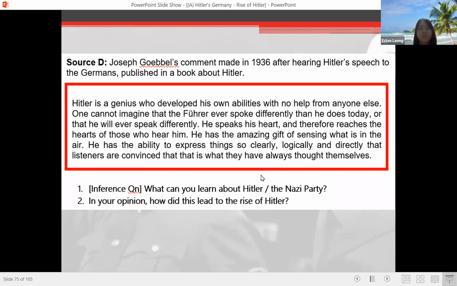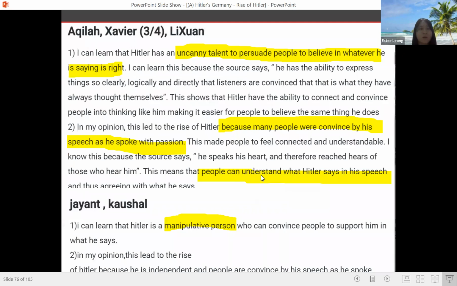So what can you learn about Hitler here? These are your answers. I can learn that Hitler has an uncanny talent to persuade people to believe that whatever he's saying is right. Yes, so his ability to connect and convince people. Many people are convinced by his speech as he spoke with passion. People can understand what Hitler says in his speech, and therefore they agree with what he says. And Jane and Carl say that Hitler is a manipulative person. Yes, he is able to use his speech to convince people to support him.